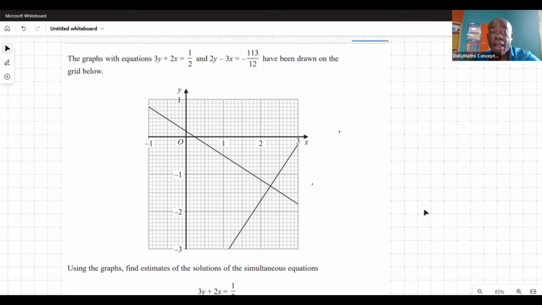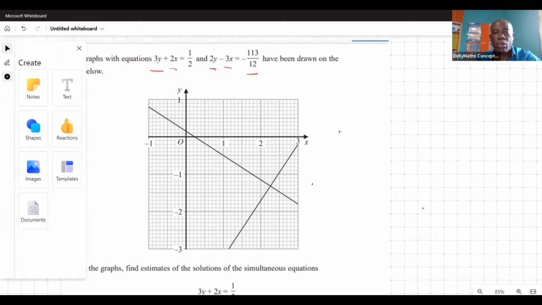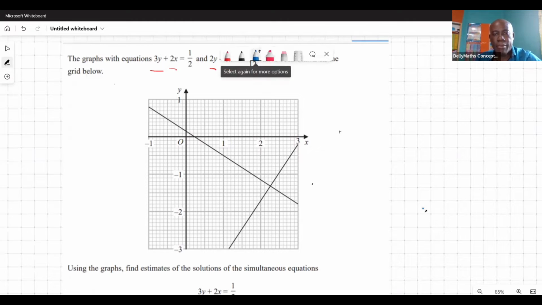So let's look. It says a graph with equations, I'm reading from the top, 3y plus 2x is equal to a half, and 2y minus 3x is equal to negative 113 over 12 have been drawn on the grid below. So looking at the grid below here, we're definitely seeing the two equations right there. All right, let's see what they want us to do.